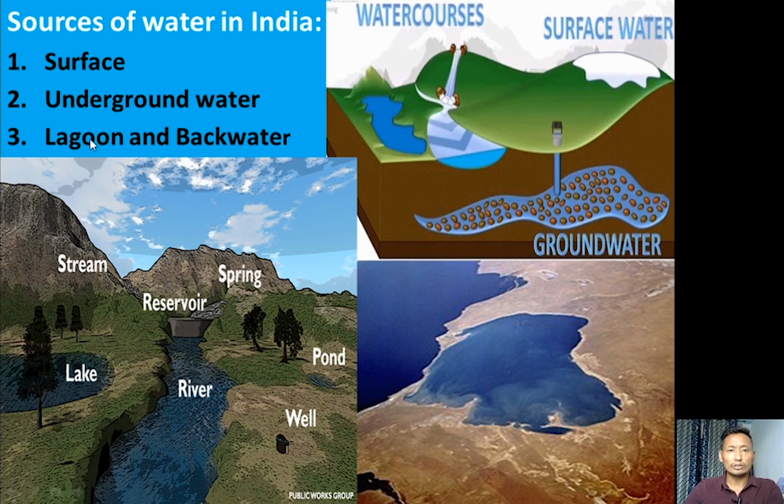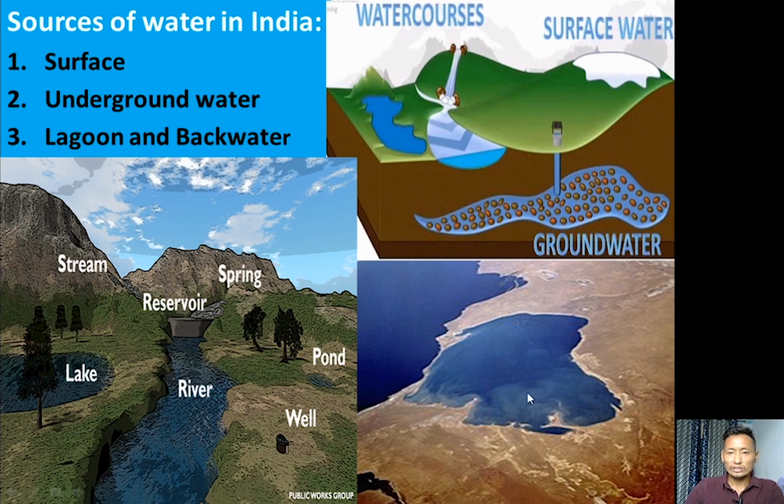And the third source of fresh water in India is lagoon or backwater. This particular picture shows the lagoon or backwater. These lagoons and backwaters are mostly formed near coastal areas. This particular area is a coastal area. Near the coastal areas of India we have lakes. These lakes are slightly salty in nature. Why? Because of the inclusion of seawater inside these water bodies.